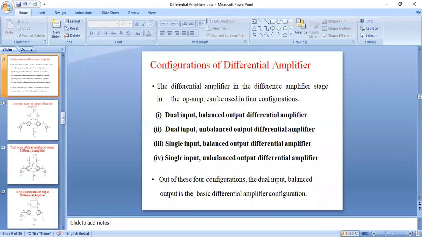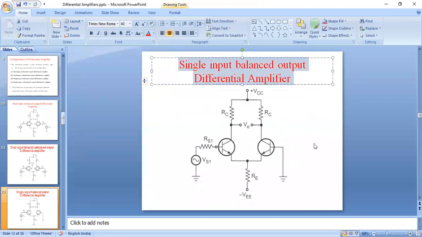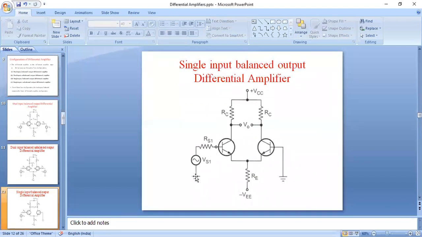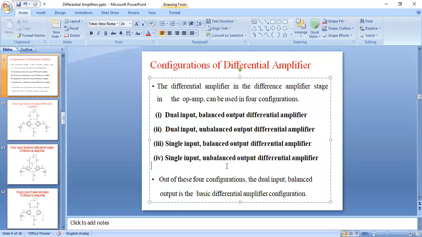Third configuration, single input balanced output differential amplifier. Here I have applied the input VS1 to the transistor Q1. I'm not applying any input to the base of Q2; the base of Q2 is grounded. So this is single input, but the output V0 is taken between two collector terminals. That's why it is called single input balanced output differential amplifier. And the last one, single input unbalanced output differential amplifier.